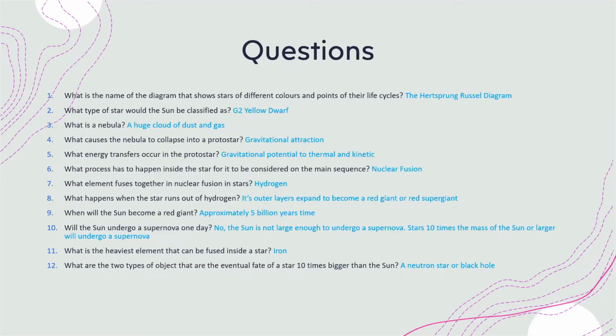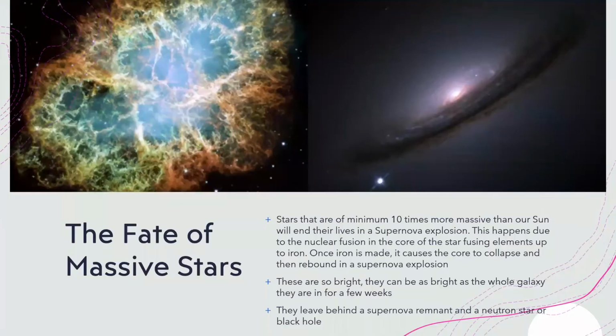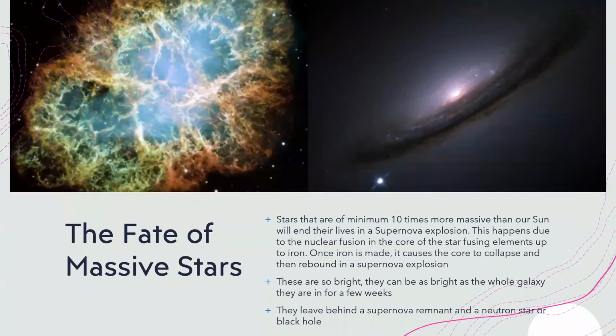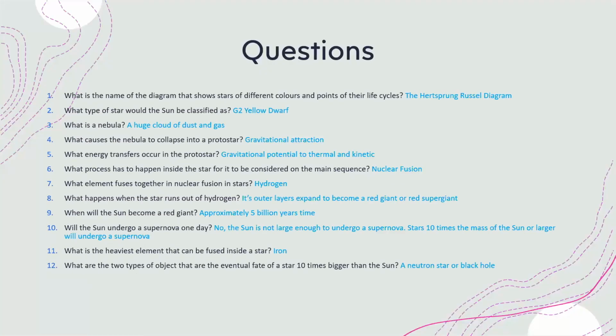Okay. So what is the name of the diagram that shows stars of different colours and points in their life cycles? If you went right back to the original slide, I'm going to go really quick. Here it says it's a Hertzsprung-Russell diagram. It's named after two people. Okay, what type of star would the sun be classified as? A G2 yellow dwarf on the Hertzsprung-Russell diagram.